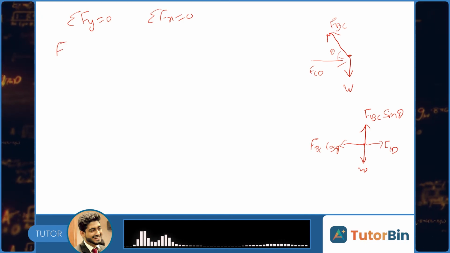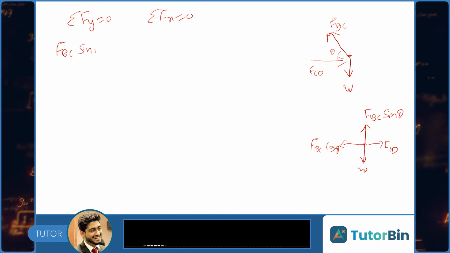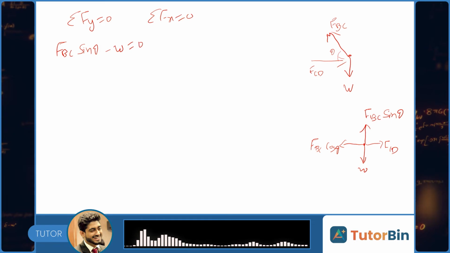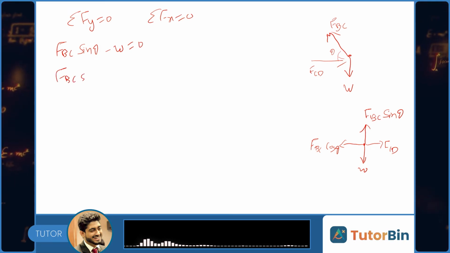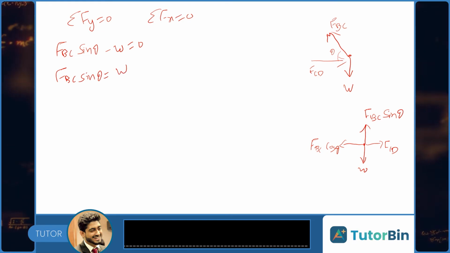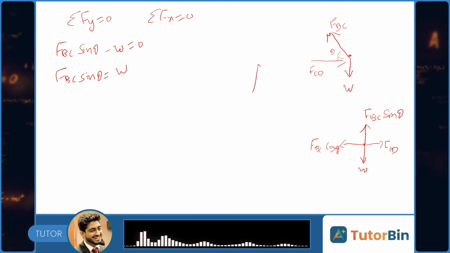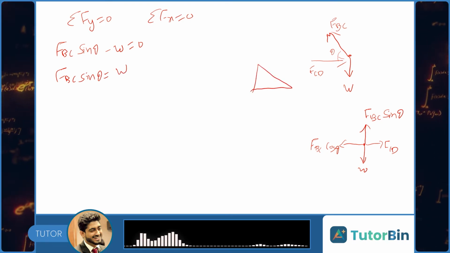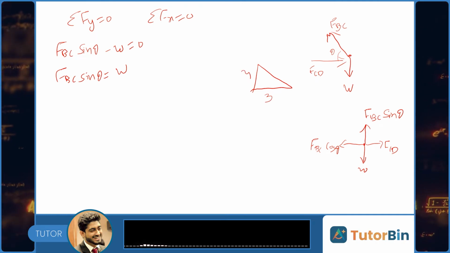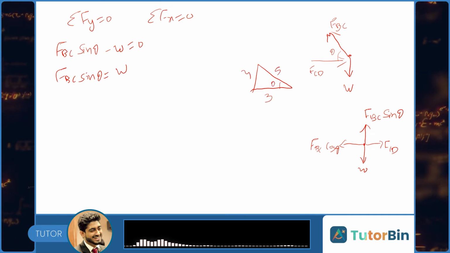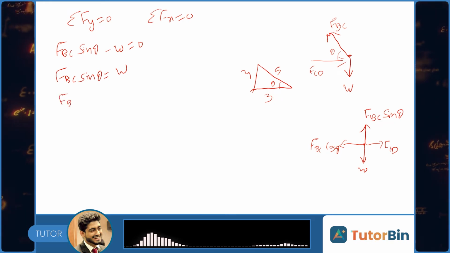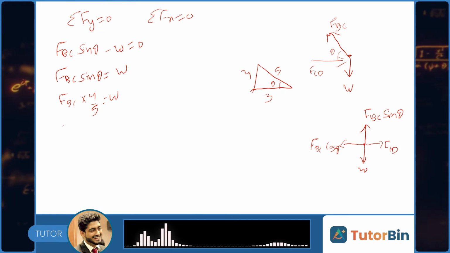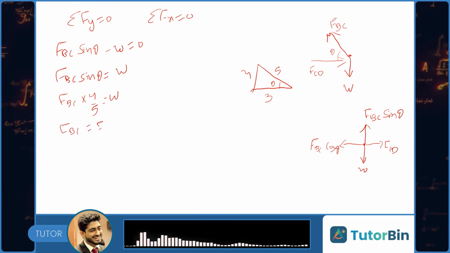Vertical forces are FBC sin theta in upward direction and downward force W, minus W equals to 0. So FBC sin theta equals to W. For theta we have this triangular part of truss. This is 3 meter, 4 meter and 5 meter, and this is angle theta. So sin theta will be 4 by 5. Then FBC multiplied by 4 by 5 equals to W. FBC is 5 by 4 of W.